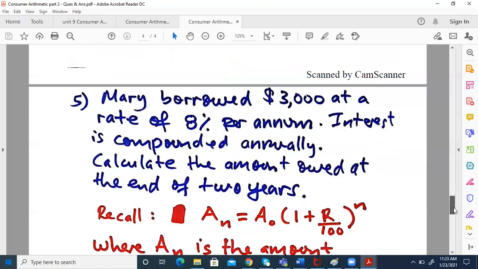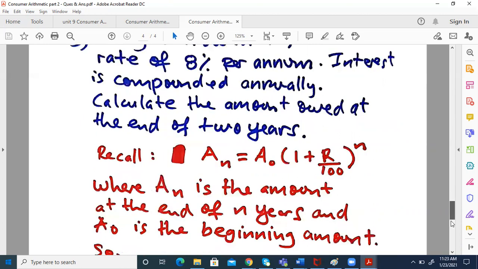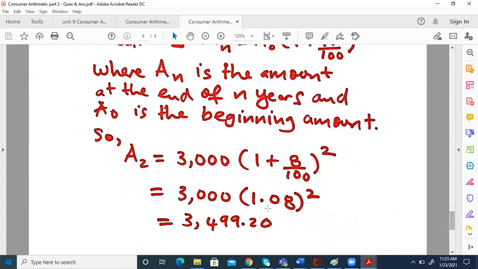So for this question, it says Mary borrowed 3,000 at a rate of 8% per annum. Interest is compounded annually. Calculate the amount owed at the end of 2 years. So the amount borrowed is 3,000. So 3,000 would be the original amount, 8%, so 1.08. You replace n and you put 2. And that should be it. See there, boom, quick, quick, quick. And that's the amount at the end of 2 years.